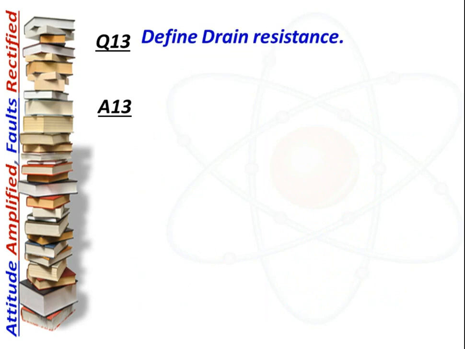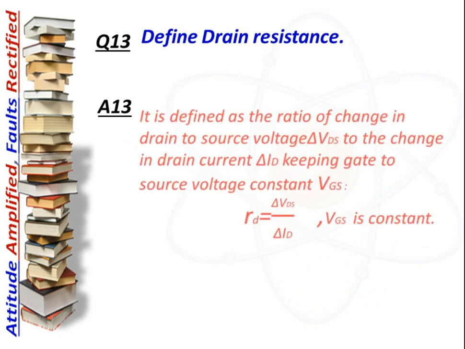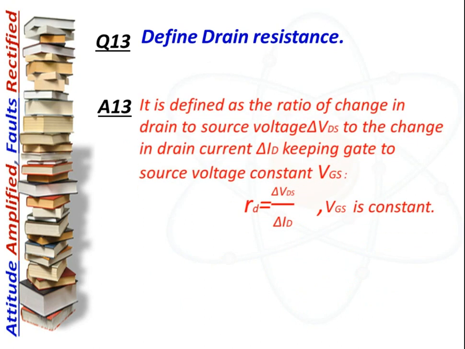Next question. Define drain resistance. Answer: it is defined as the ratio of change in drain to source voltage del VDS to the change in drain current del ID, keeping gate to source voltage constant, that is VGS. So RD is equal to del VDS upon del ID, keeping VGS constant.